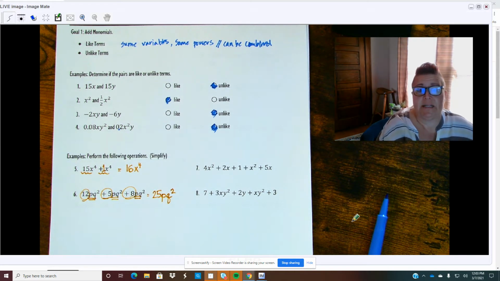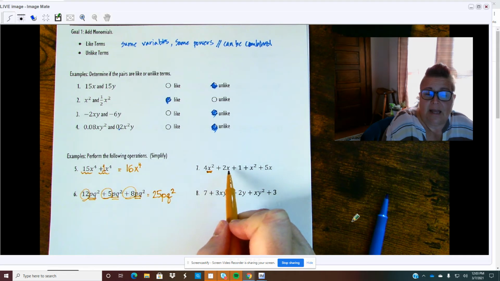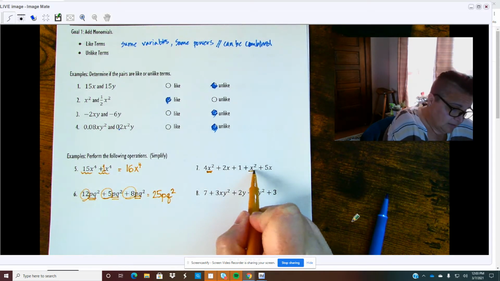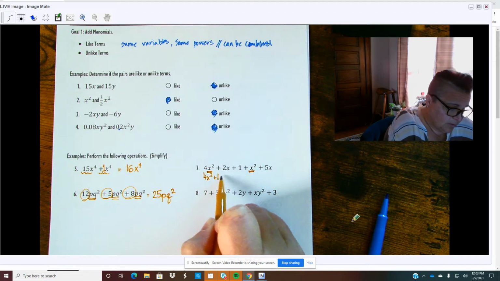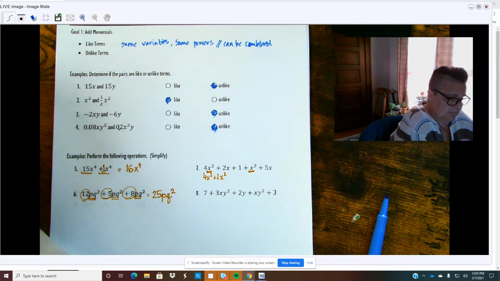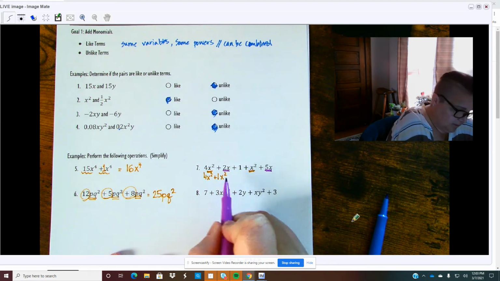Number 7 represents a slight challenge because we have different terms. I have a 4x squared plus 2x plus 1 plus x squared plus 5x. Now, I want to combine those that are alike. Here I have an x squared. That is not like an x. So 4x squared is not like 2x because this has a second power on it and this one does not. It is, however, like the x squared here. So some will prefer to rewrite it as 4x squared plus 1x squared. And then we'll take a look at the 2x, which has a friend over here with the 5x.